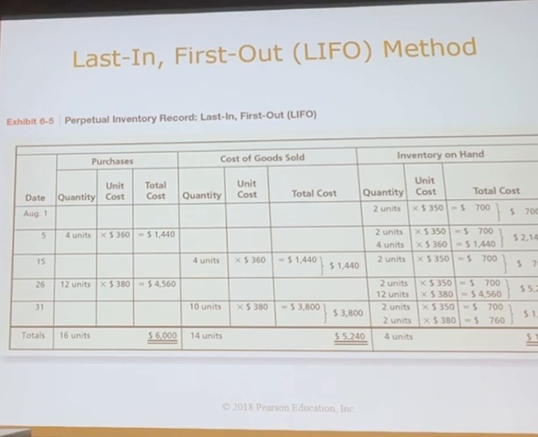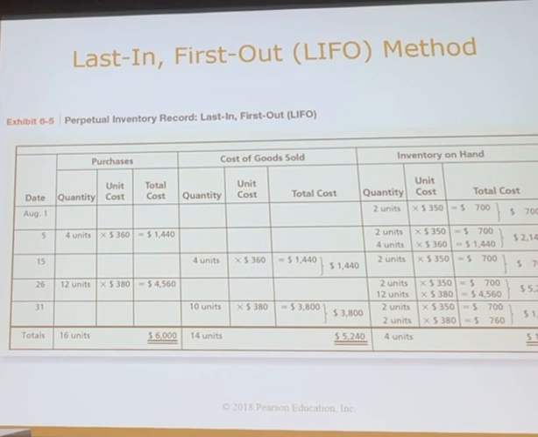Then we have the additional purchase on August 26th. Then on August 31st, we have an additional sale. So when we sell 10 units on August 31st, we again want to assume here that we sell the newest units. So all 10 units will be ones that we just recently purchased for $380 each.